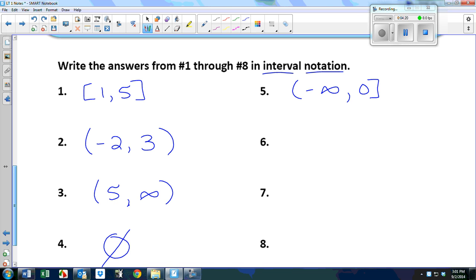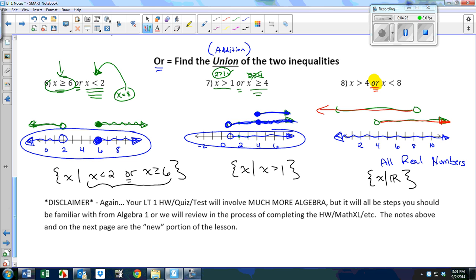Number 6 is kind of the weird one because number 6 has 2 different sets of shading. It has shading that goes from -infinity to 2, and it has shading from 6 to infinity. Now, we've already talked about parentheses around the infinity because you can't include that. The 2 is an open circle, so it will be a parentheses here, and a closed circle at 6, so it's a bracket there. Now, the union of these 2 answers, the addition of these 2, this is where that union really needs to be explained.